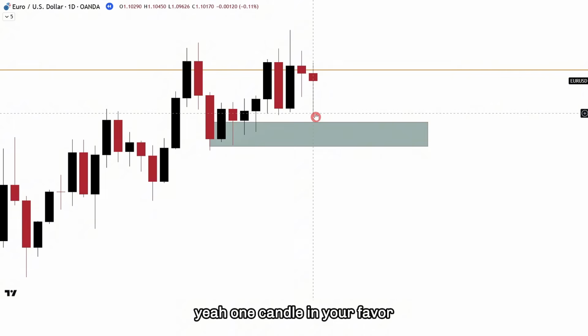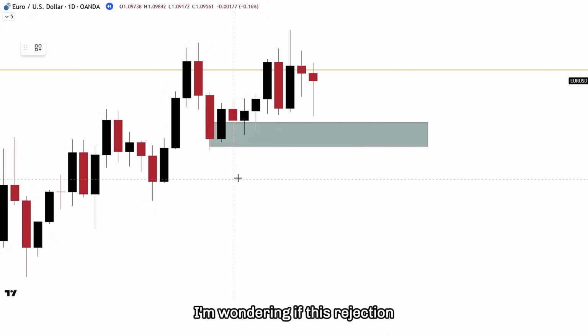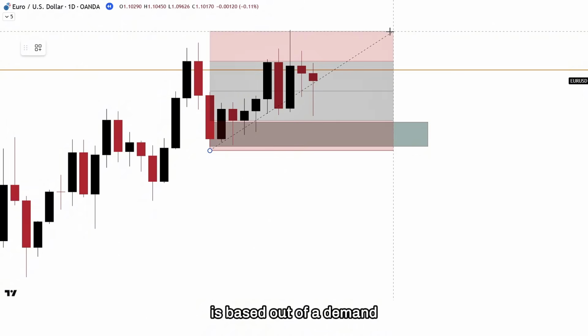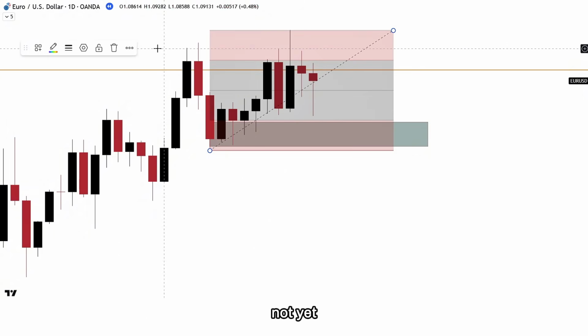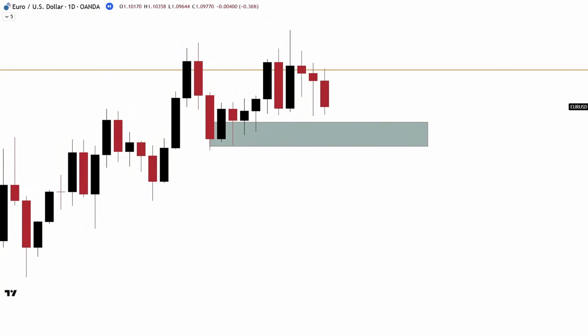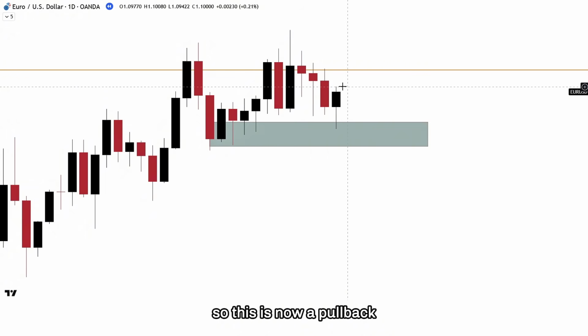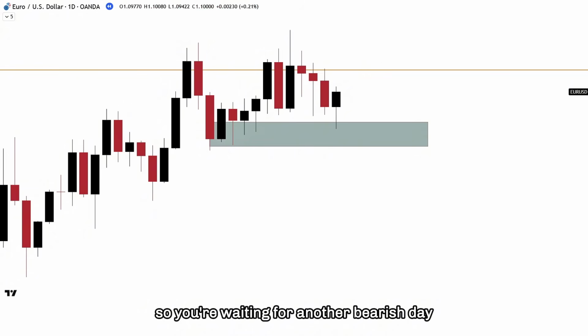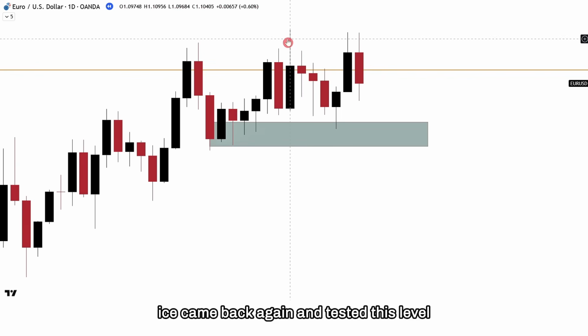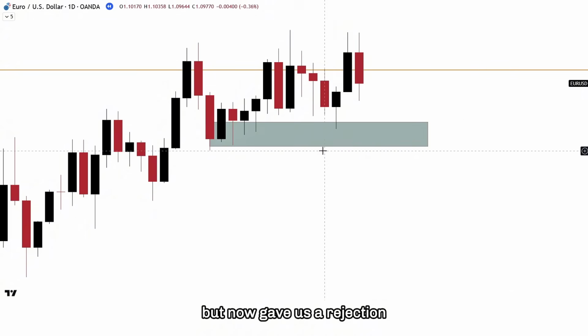You have one candle in your favor and price is rejecting off this zone. I'm wondering if this rejection is based out of a demand. Not yet. You have two days in your favor. And now your third day price is reacting off a demand. So this is now a pullback. So you're waiting for another bearish day. Price came back again and tested this level, but now gave us a rejection.